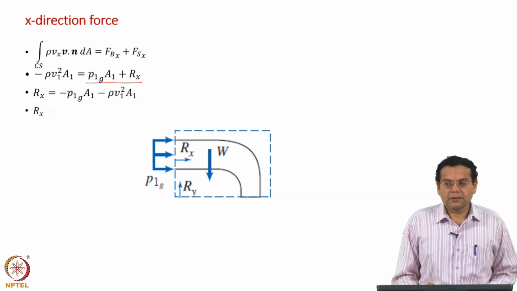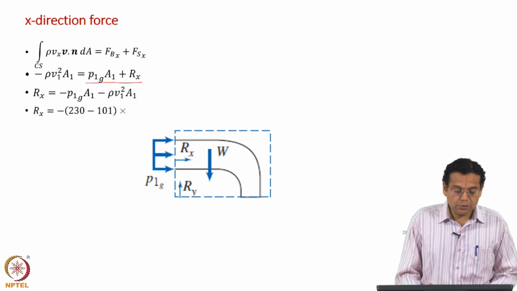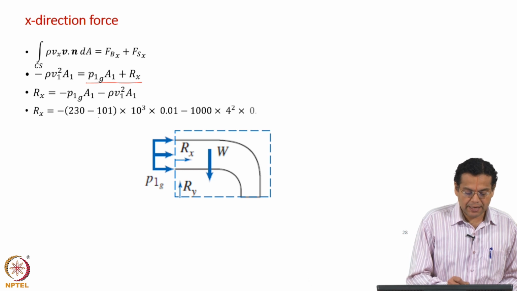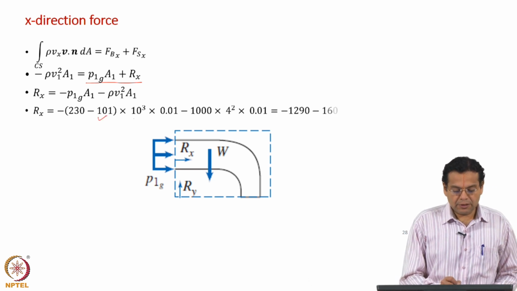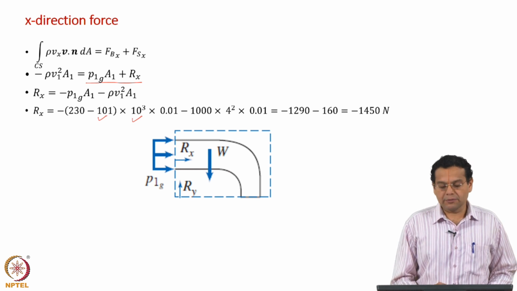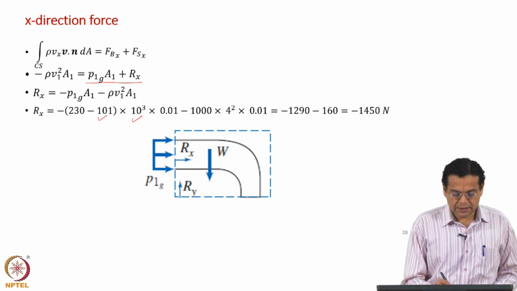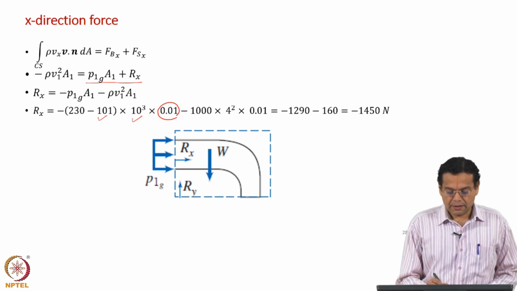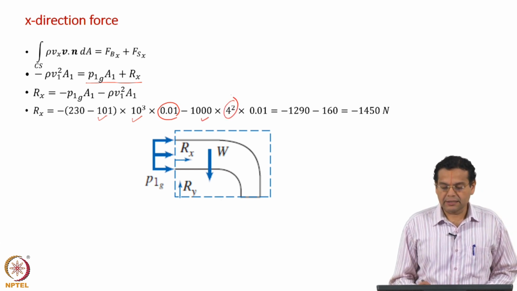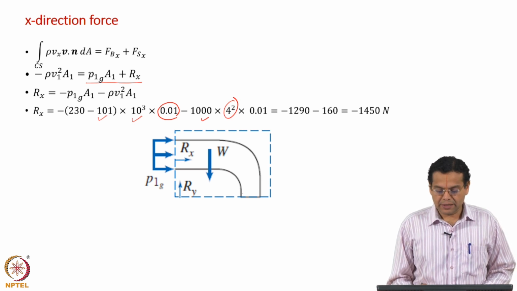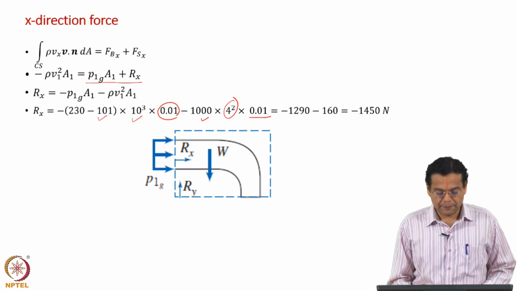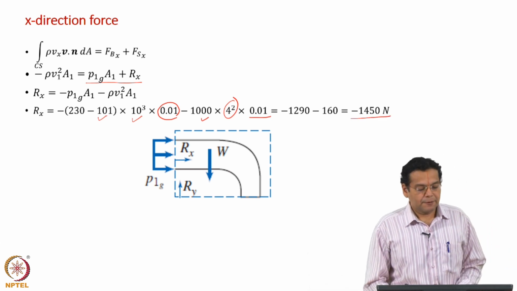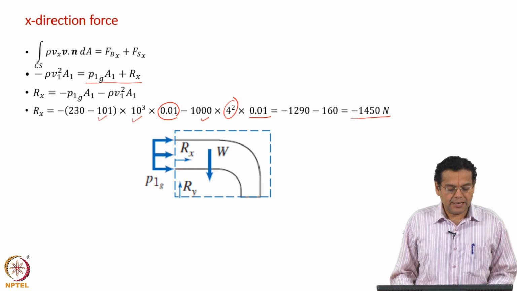and if we substitute, 230 kilopascal was the absolute pressure, we need gauge pressure, so subtract the atmospheric pressure and convert it to Pascal. It is always very much advisable to work in SI units. And this is the area of the inlet and the density. We found out the velocity at the inlet is 4, and it is 4 squared here, and the area is 0.01, giving us minus 1450 Newton.